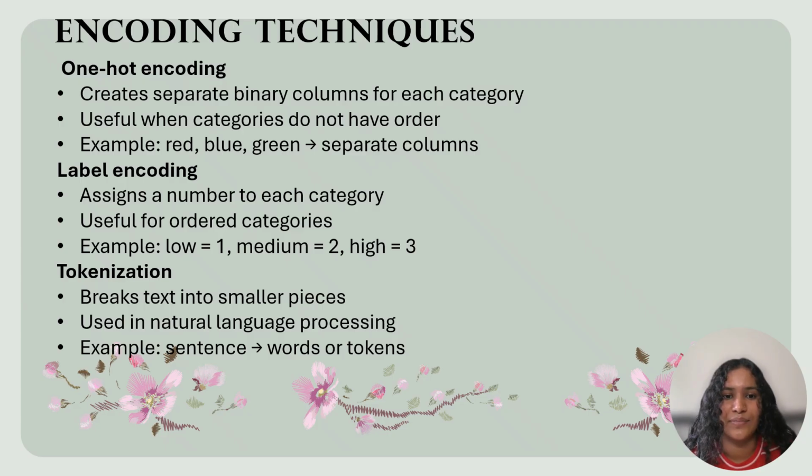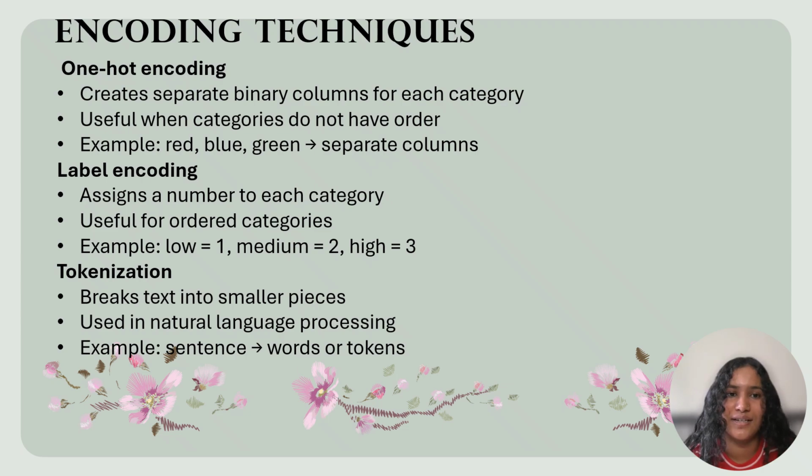The second is label encoding. Label encoding assigns numerical values to each category. This method is useful when the categories have a meaningful order or ranking. For example, customer satisfaction levels, which are low, medium, and high, can be encoded as 1, 2, and 3. This allows the model to recognize the progression between the categories.